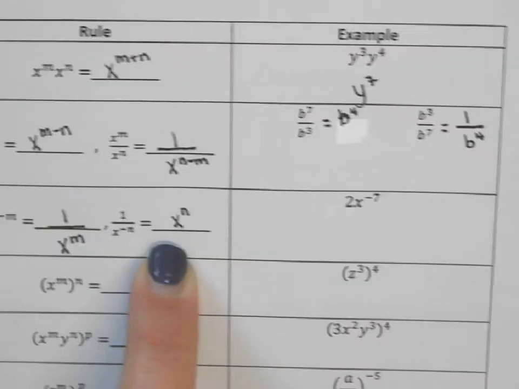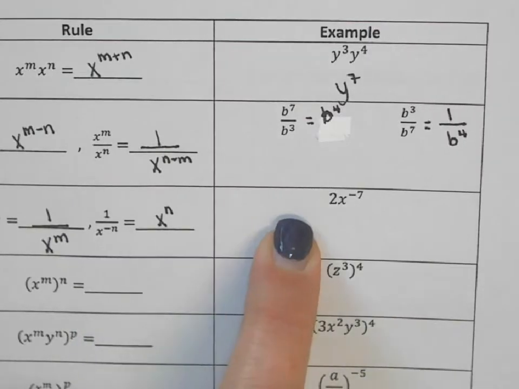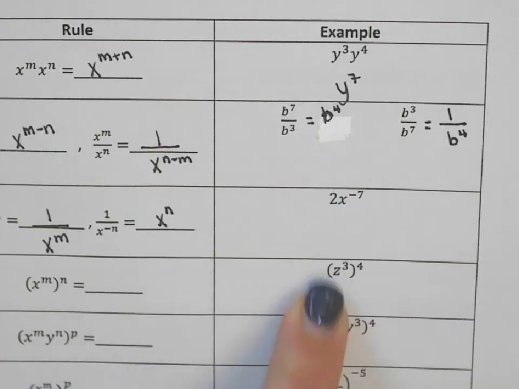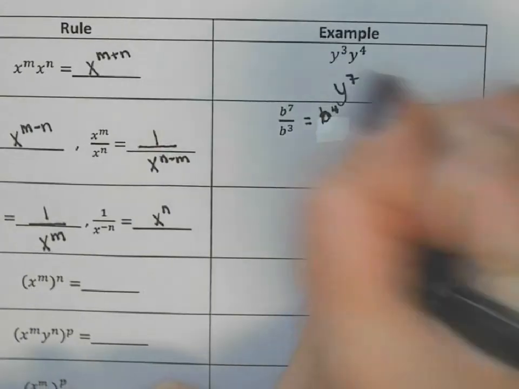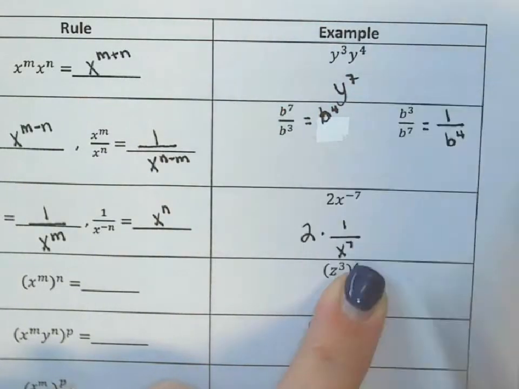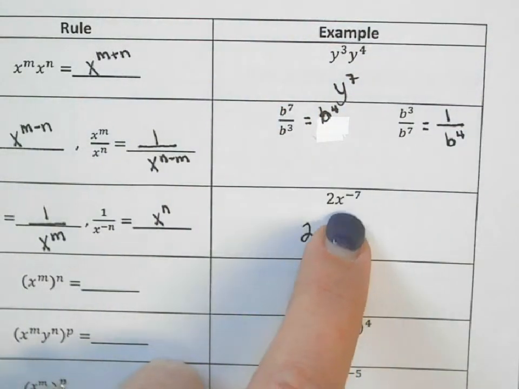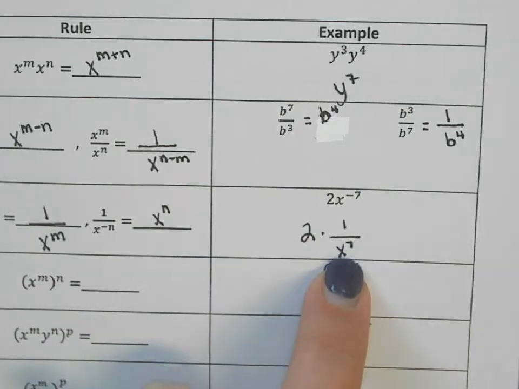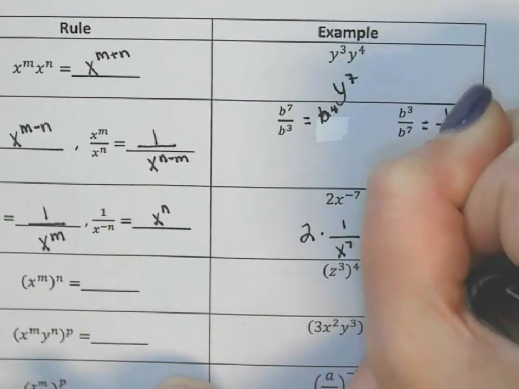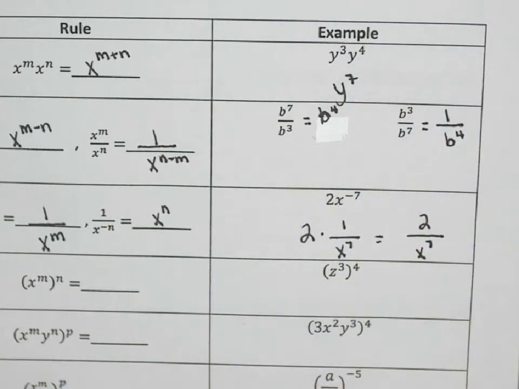Okay, now this example is a little bit tricky because technically you have 2 times x to the negative 7th power. So we're going to have 2 times 1 over x to the 7th power. That negative 7 would tell you that that x to the 7th is part of the denominator instead. Now, typically what we'll do here is we write it as one fraction. So we'll leave the 2 on top. 2 over x to the 7th power is how I would write it.